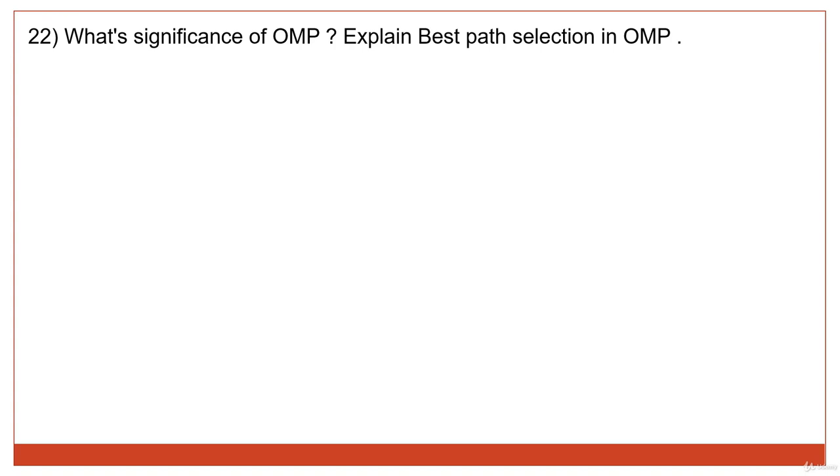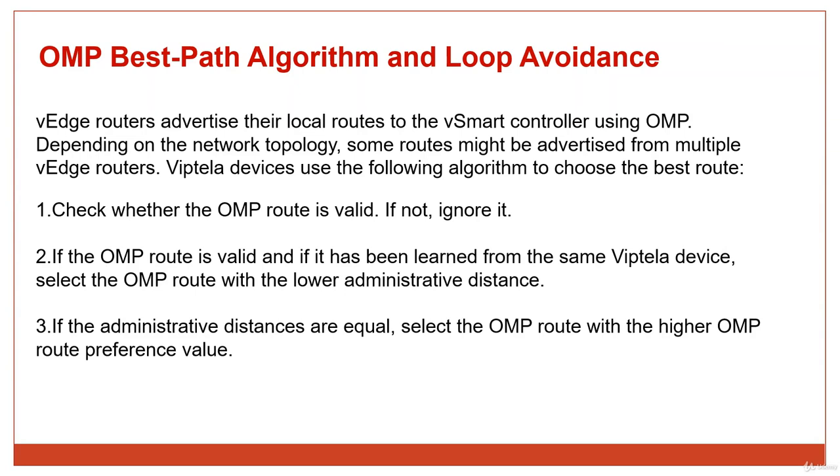Correct. Now the second question is, what is the best path selection criteria in SD-WAN? For that I have a few slides, with points number 1 to 7. Points 1, 2, 3, you'll find are very much Cisco type. So first of all, you should have a valid route, meaning OMP should have certain valid attributes to start with. Then point number 2: an OMP route is valid if it has been learned from the same Viptela devices.